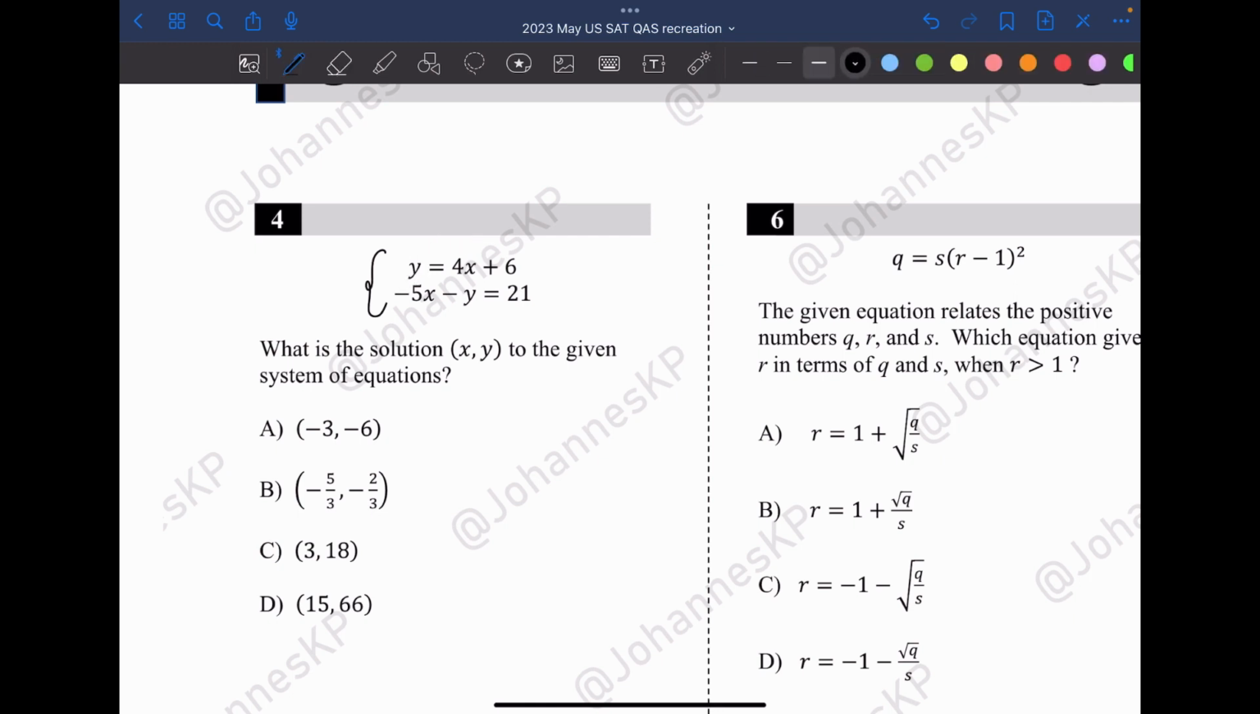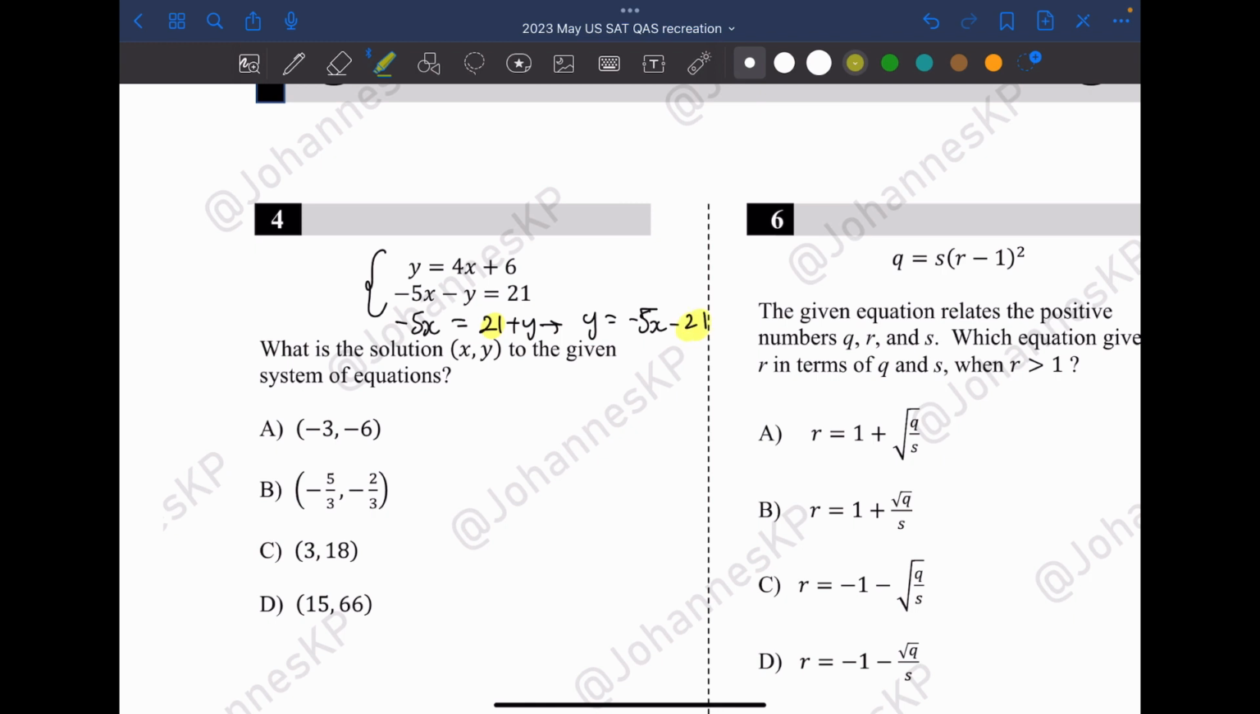Let's do that in the second question. So we would have -5x is equal to 21 plus y. That's the first step, because we want y to be positive. So the first step is to make it positive, which we did here. And then to get rid of the 21, we can write this as y is equal to -5x minus 21. All I did was subtract 21 from both sides over here.